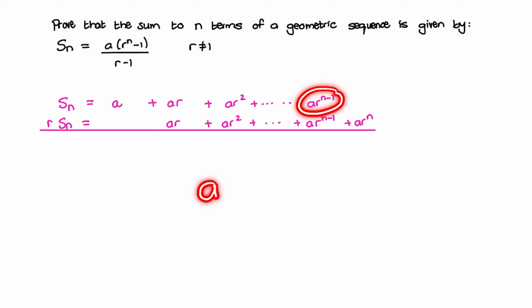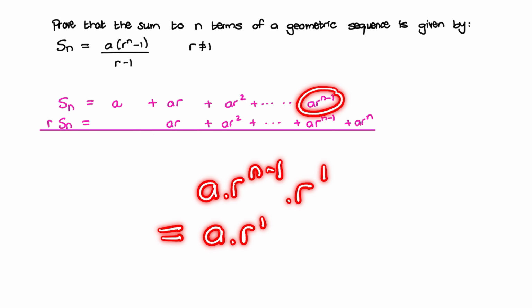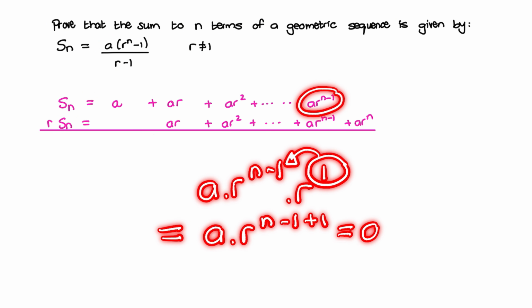of a times r to the power of n minus 1 times r to the power of 1. And if I use exponent laws, I have a times r to the power of n minus 1 plus 1, because these bases are the same, we can add exponents together. And that simplifies to a times r to the power of n. So that's what we have in our last term.